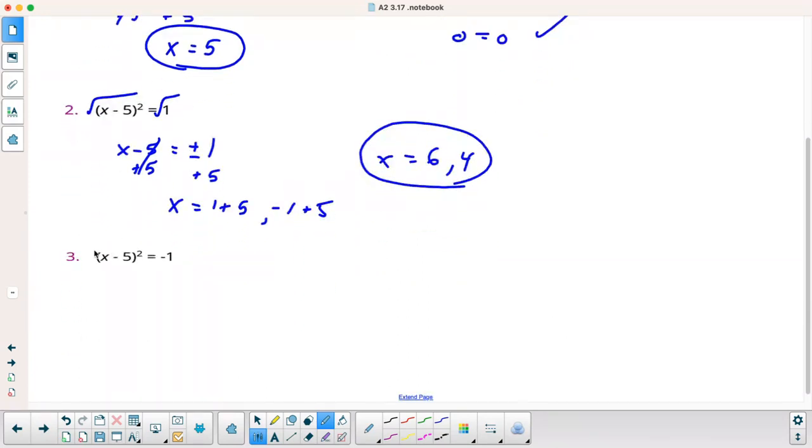Now the last one, we end up getting complex solutions because we have the square root of negative 1. The square root of negative 1, we all know, is i.